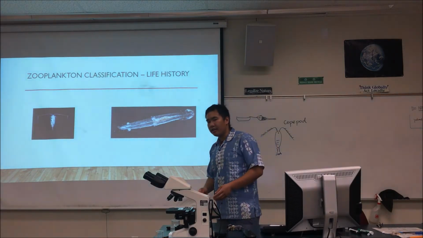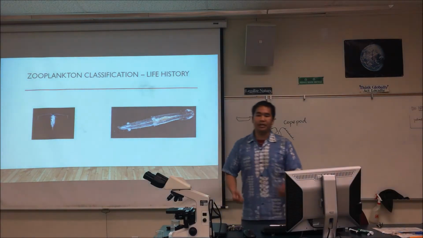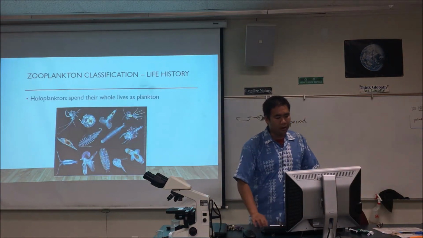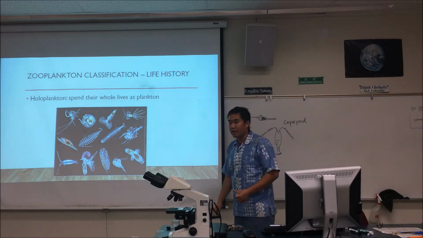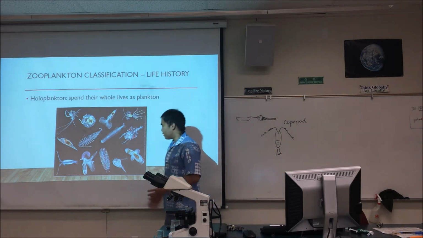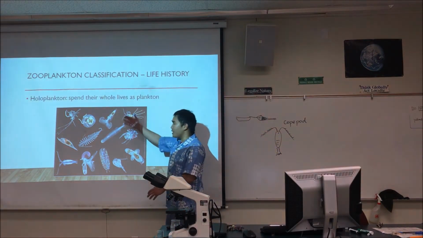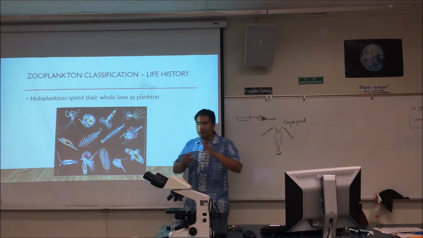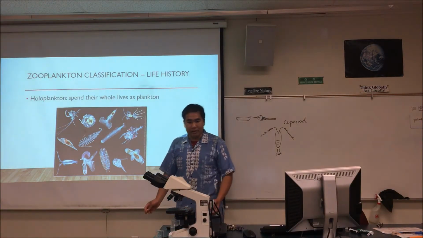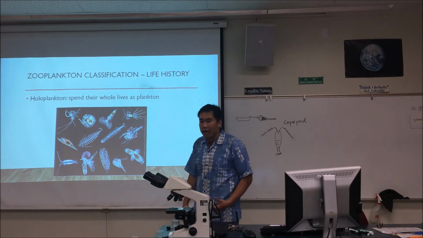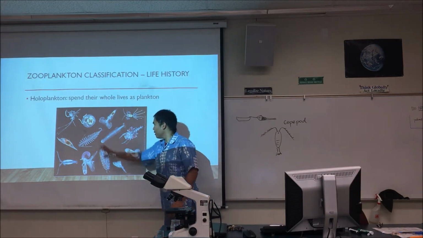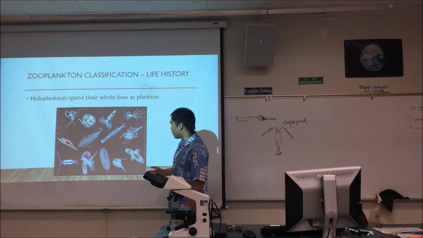Because of that, we have the third classification scheme that we would like to call holoplankton, right? Holoplankton is to describe plankton that spends their whole life as a plankton. They will never stop being a plankton. They're just plankton floating around their whole lives, right? Here's some examples of holoplankton. Maybe we can notice a few of them.